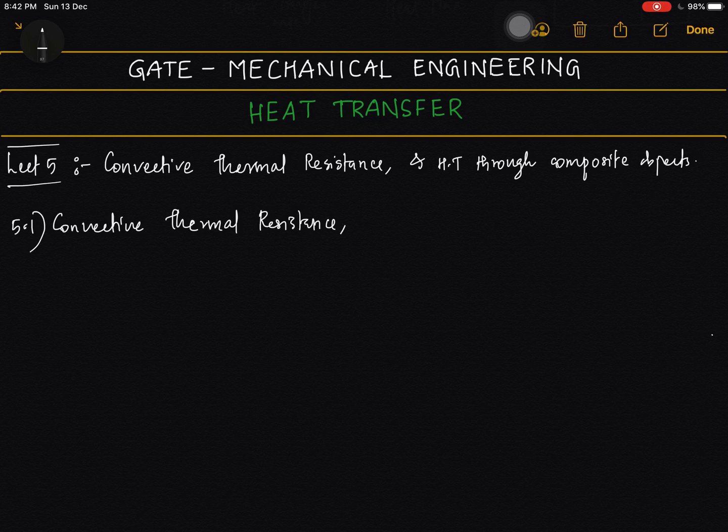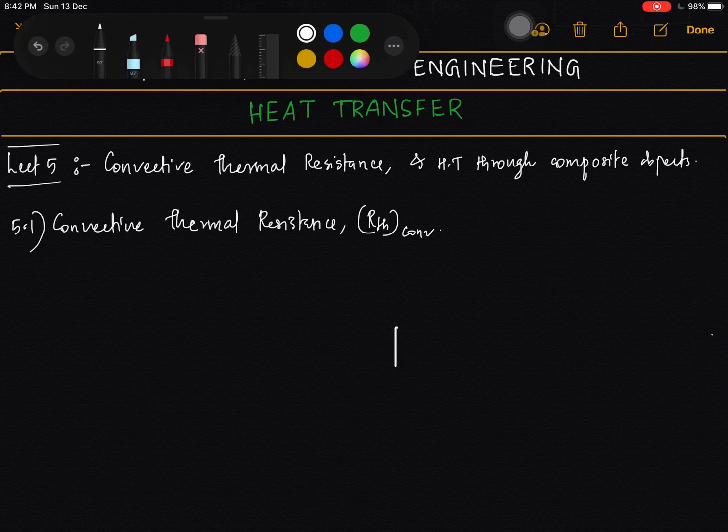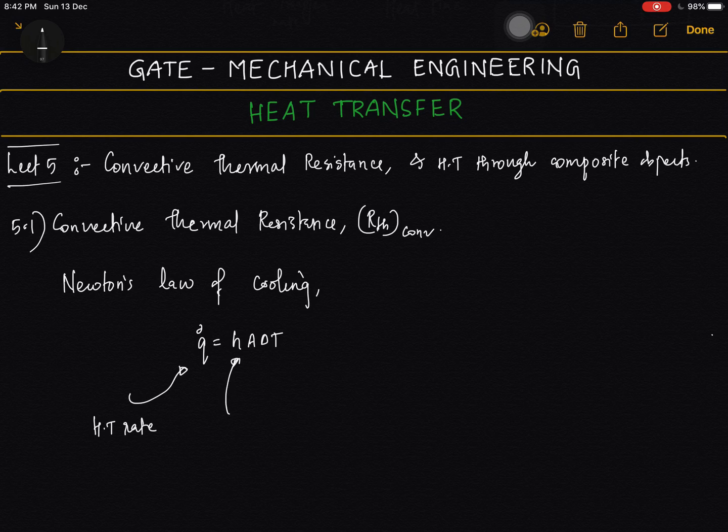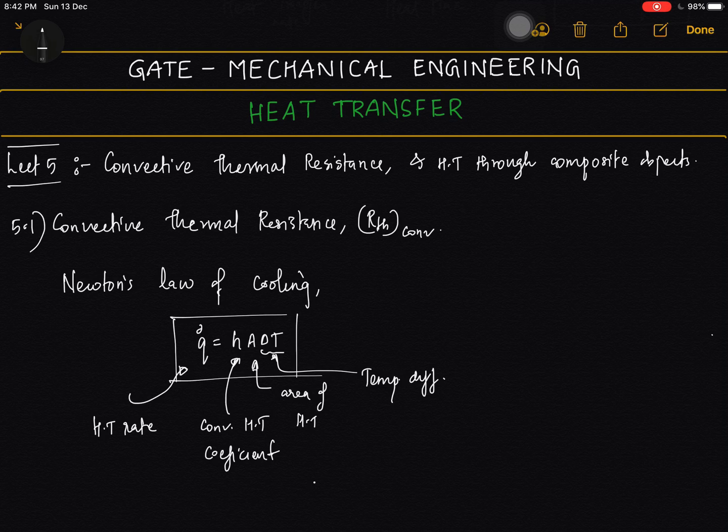Convective thermal resistance is denoted by the letter R_th,conv. So we all know that the convective heat transfer rate is governed by Newton's law of cooling. In Newton's law of cooling, Q dot is equal to hA delta T, where Q dot is the heat transfer rate, h is the convective heat transfer coefficient, A is the area of heat transfer, and delta T is the temperature difference. Please go through my previous lectures to get a better understanding.